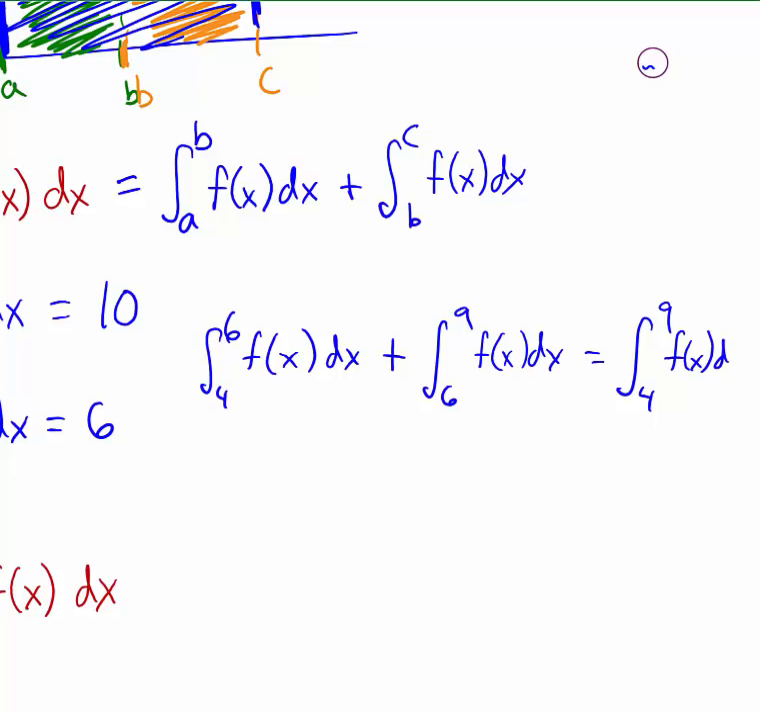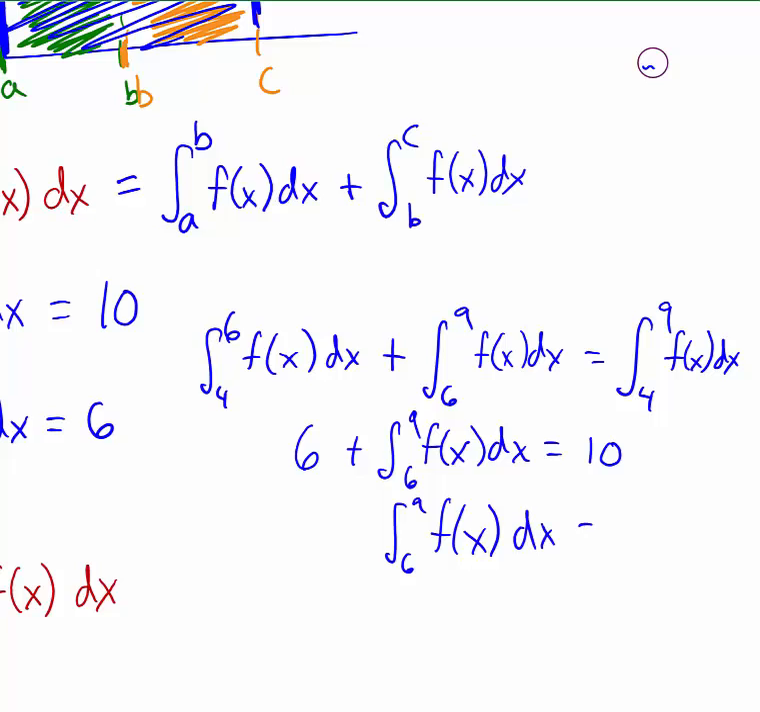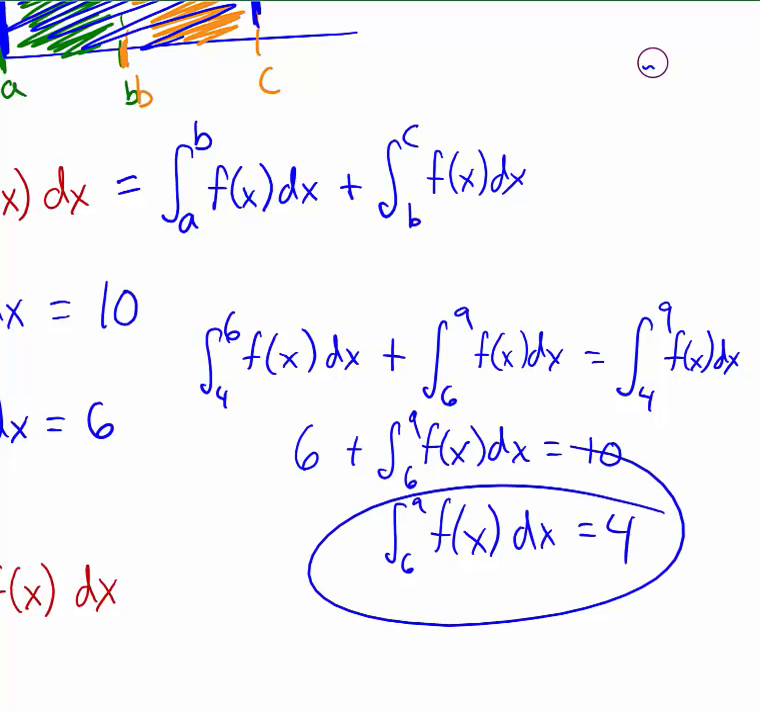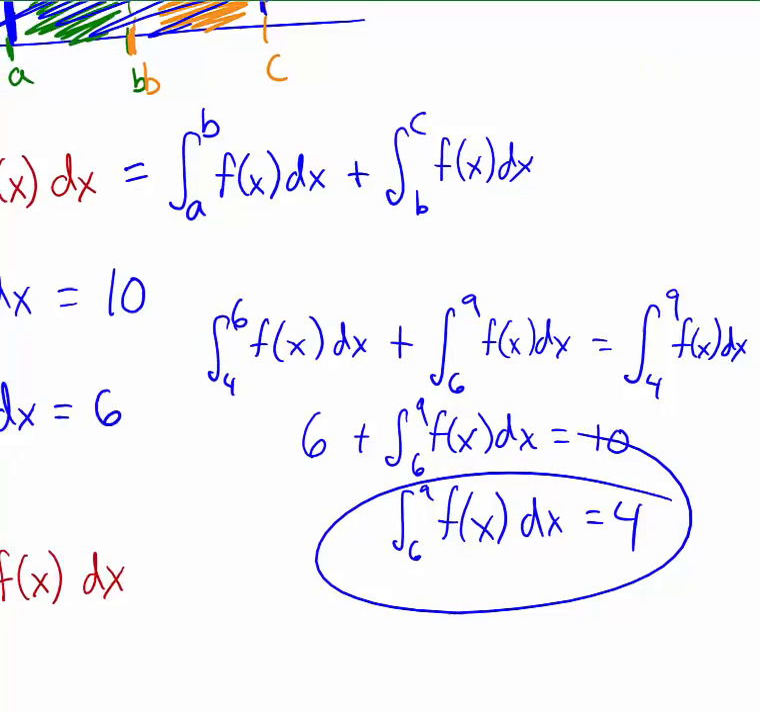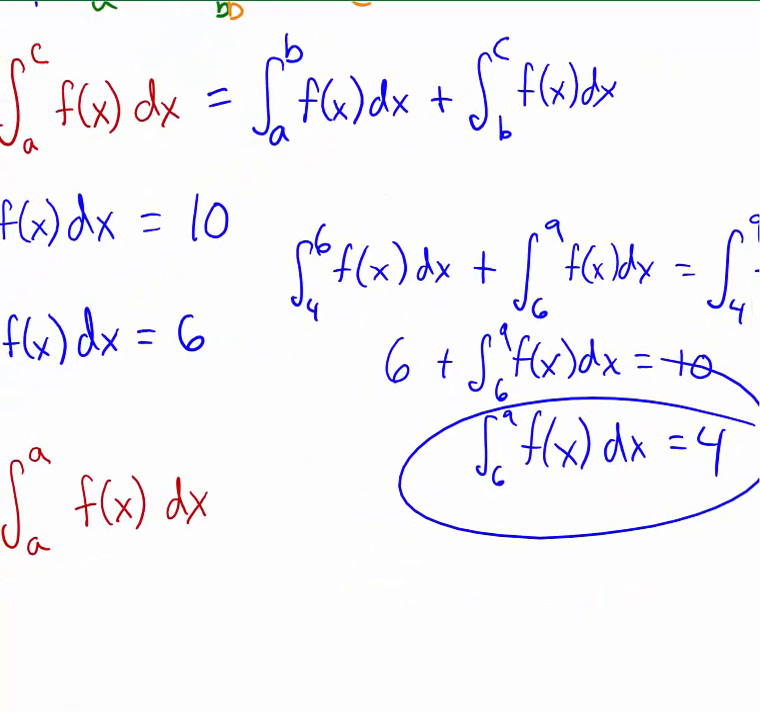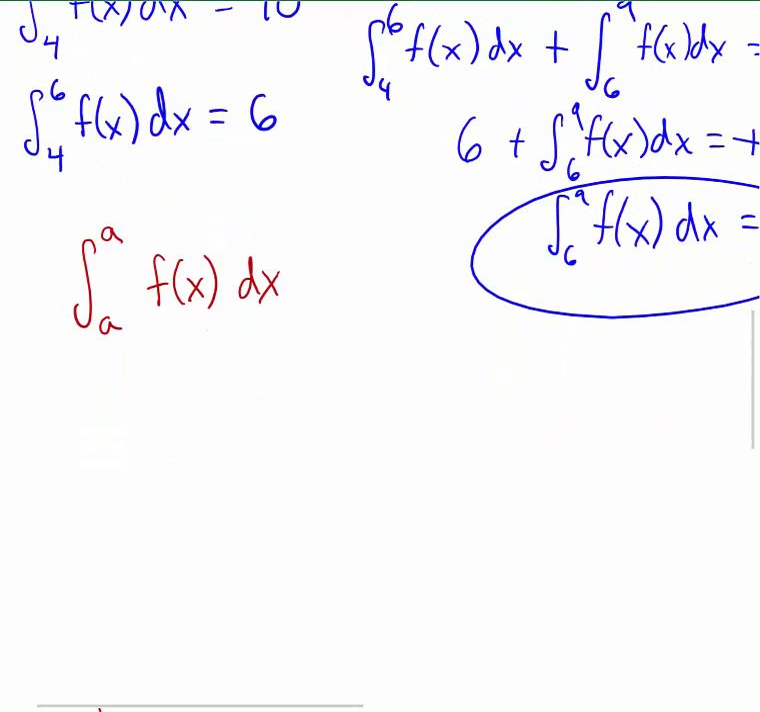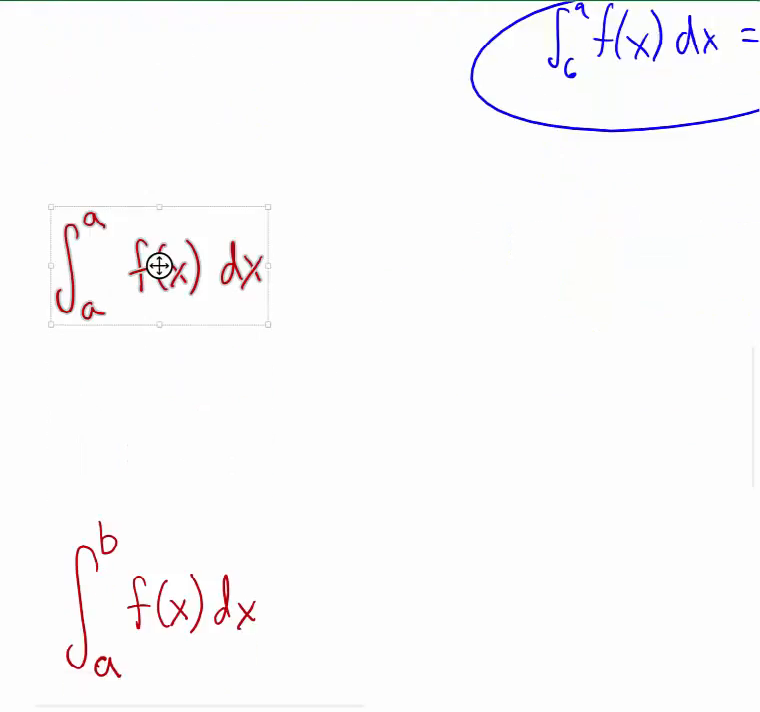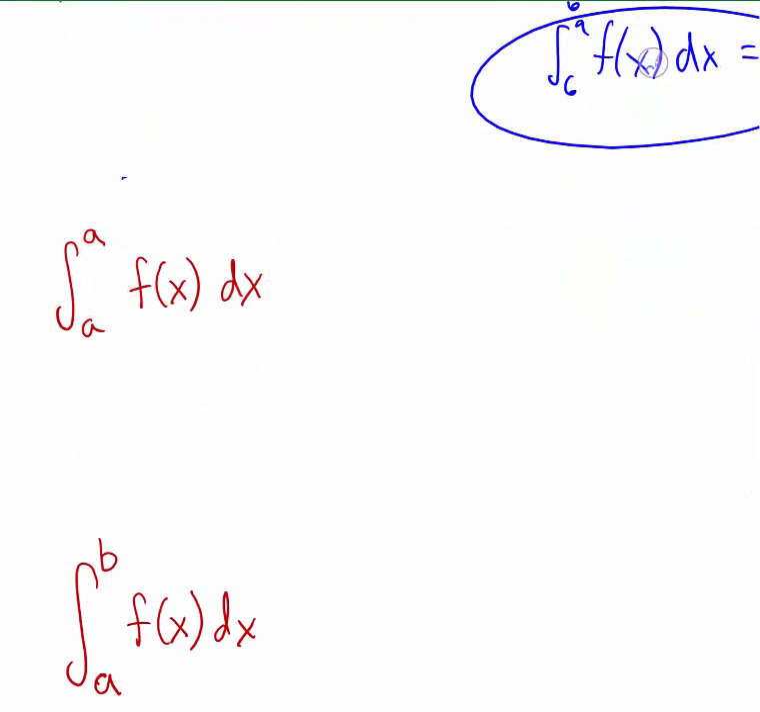And then a little bit of substitution would be 6 plus the integral from 6 to 9 is equal to 10. And we subtract and we get that the integral from 6 to 9 is equal to 4. So that's the addition property with different endpoints or different intervals. Then the last one is going to be any integral where the lower and upper bounds, oh no, we have two more, sorry. The lower and upper bounds are the same.